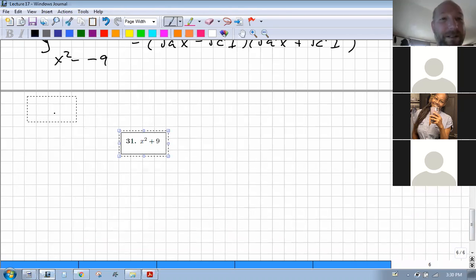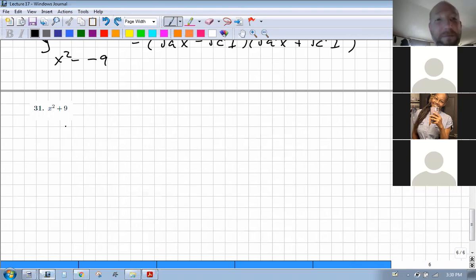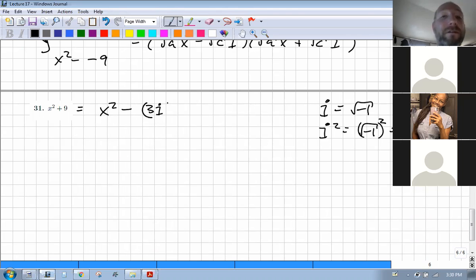All right, well, let's try this one again. We have a plus here instead of a minus. But because i is the square root of minus 1, i squared would be minus 1. So we can rewrite this as a difference of two squares anyway. The square root of 9 is 3. This i squared is a minus 1, and then the other minus gives us that plus. So you could do x minus 3i times an x plus 3i.